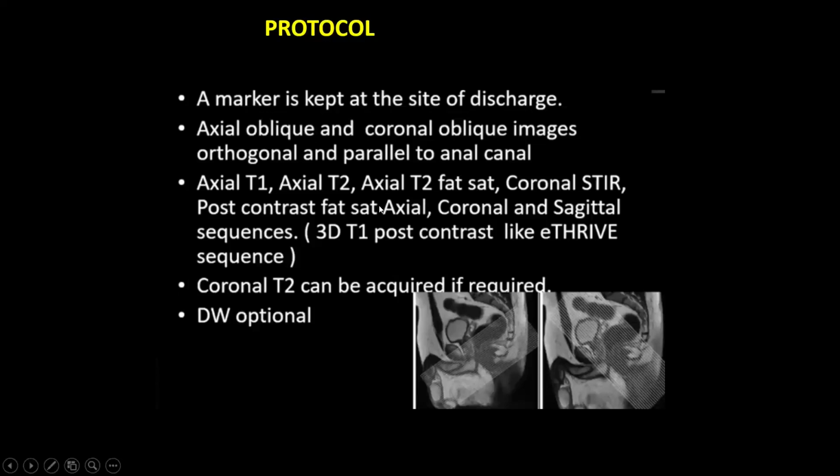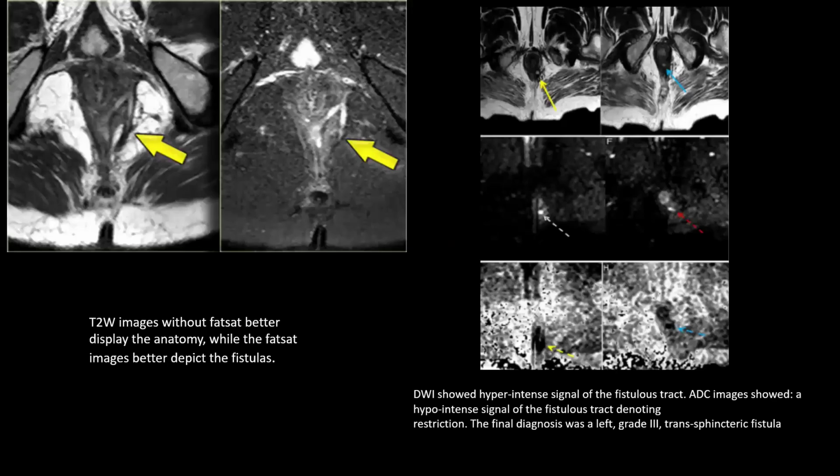So you take both T1 and T2, both with fat and without fat. Remember, the fat is a friend of yours in this case, because you want to see the intersphincteric space, which is fat. And then very important, you have to take the 3D or the volume images of the post contrast with very less slice thickness and maybe zero gapping, because you will be able to see very small and thin fistulas. Diffusion weighted is an optional thing, though we do it routinely, right?